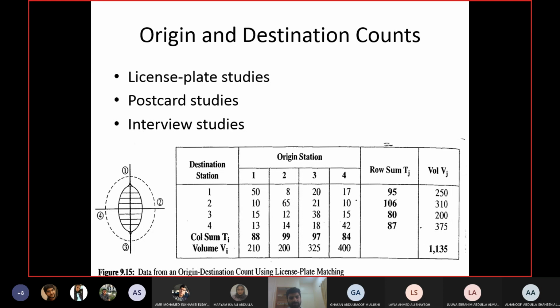Then you have postcard studies. In postcard studies, you prepare small questionnaire cards.